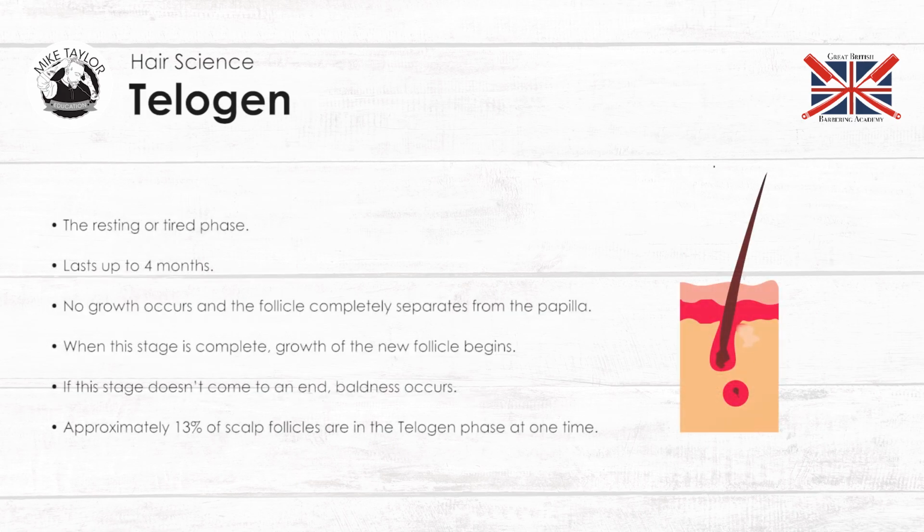Telogen. The resting or tired phase. It lasts up to 4 months. This is where no growth occurs and the follicle completely separates from the papilla. When this stage is complete, growth of a new follicle will begin. If this stage doesn't come to an end, this is where baldness occurs. Approximately 13% of scalp follicles are in the telogen phase at any one time.